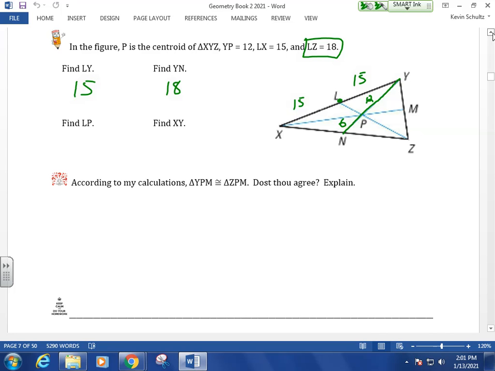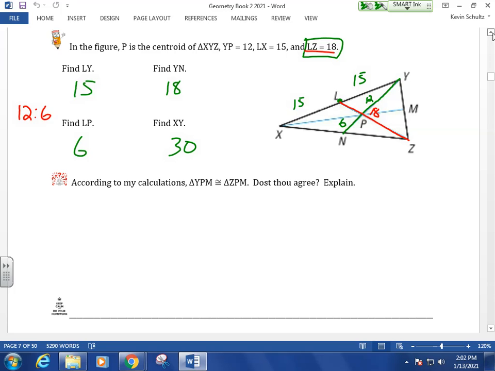LP. What's LP? And here's where we want to bring back in that LZ is 18. What's LP? 6, right? If LZ, the whole thing, is 18, that has to be divided in a 2-to-1 ratio. The only way to get 2 parts to 1 with 18 is 12 to 6. The short side is LP because it comes from the side, and we get 6 there. Sebastian, was that a hand or a stretch? Very good. Finally, XY. What is XY? XY is 30. We already have both of those pieces found, so there we go.